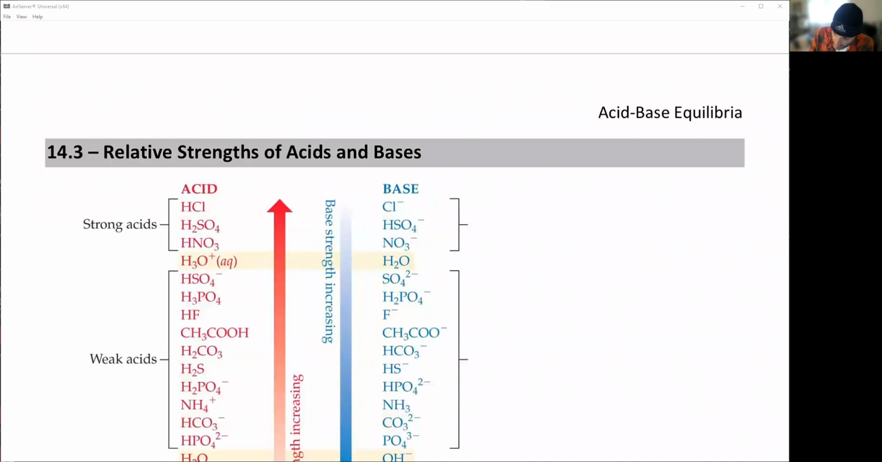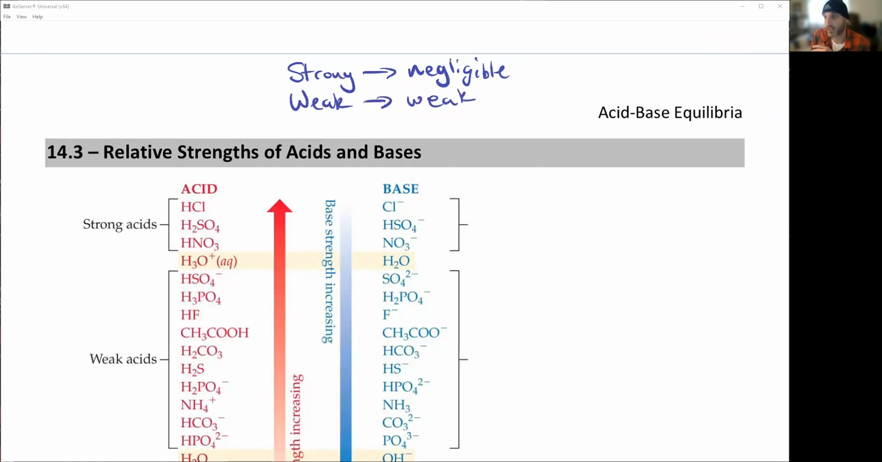So the idea is if you are a strong acid or strong base, right? If you're strong at something, you are going to be negligible at the other thing. So if you're really good at being an acid, you're going to be a terrible base. So negligible, you can't really do anything. If you are a weak acid or base, you are weak at the other thing.